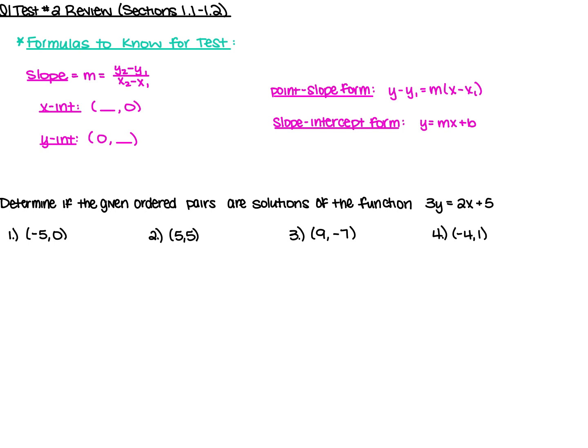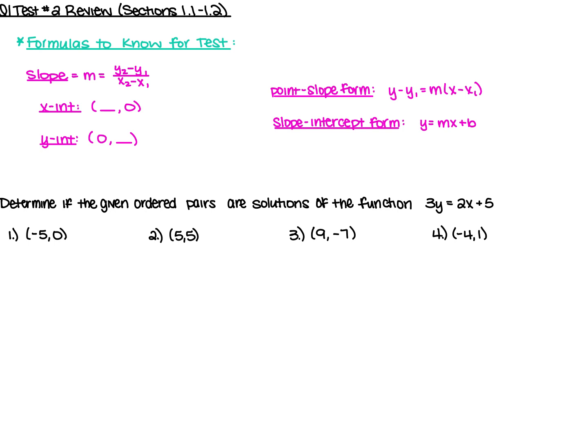In order to find your x-intercept, you're going to plug in 0 for y, solve for x, and give the ordered pair something, comma, 0. To find your y-intercept, you're going to plug in 0 for x, solve for y, give the ordered pair 0, comma, something. Then in your point slope form, that's y minus y1 is equal to m times x minus x1. And then your slope intercept form is y equals mx plus b.